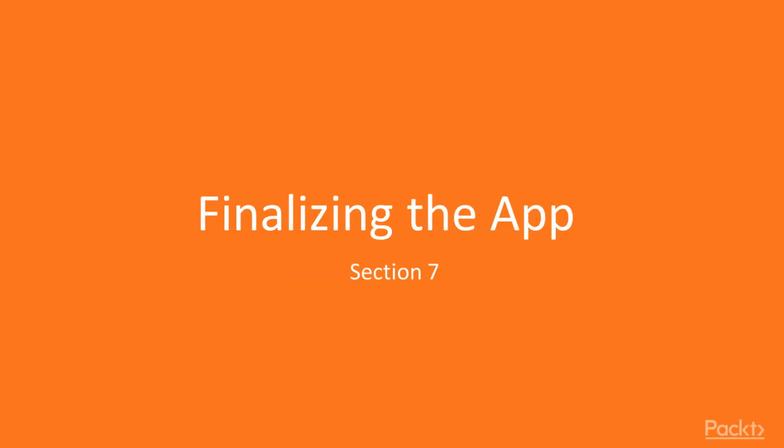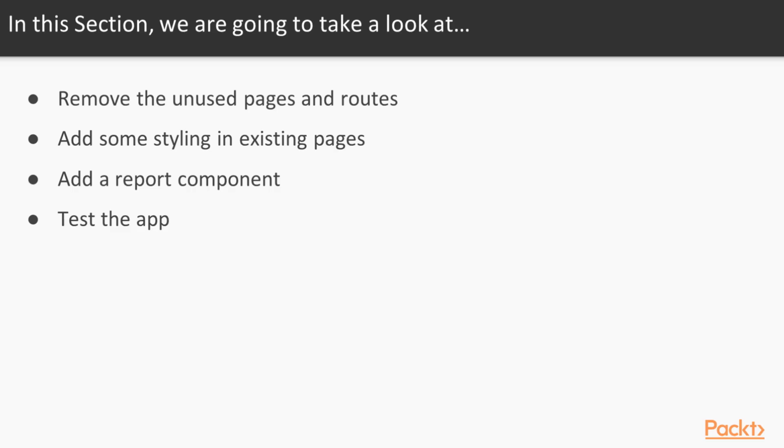Hello, welcome to section 7. The title of this section is Finalizing the App. In this section, we will remove the unused pages and routes. We will add some styling in the existing pages and we will add a report component in our application. At the very end, we will test our app.